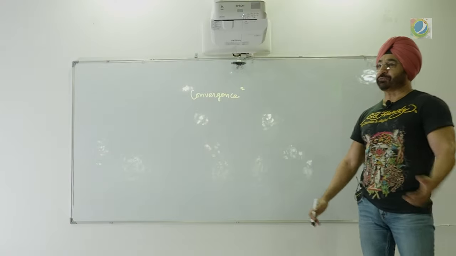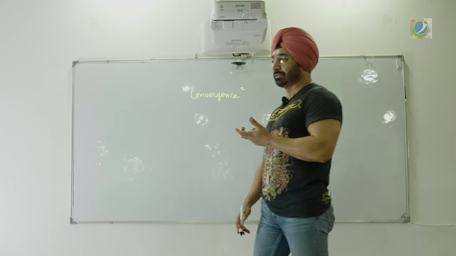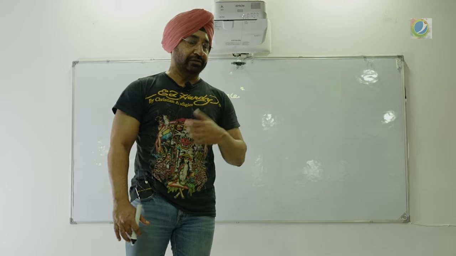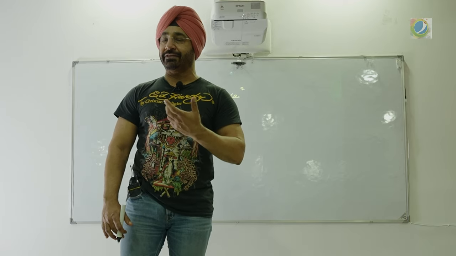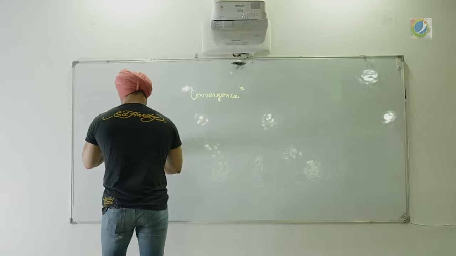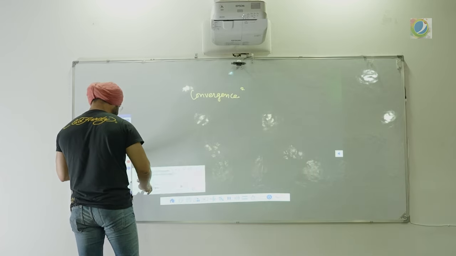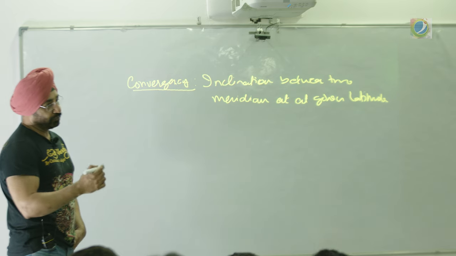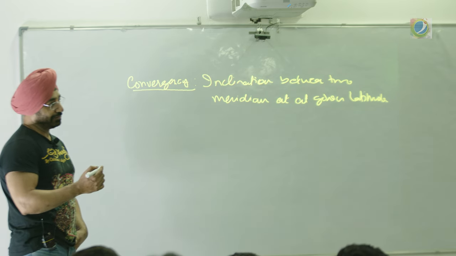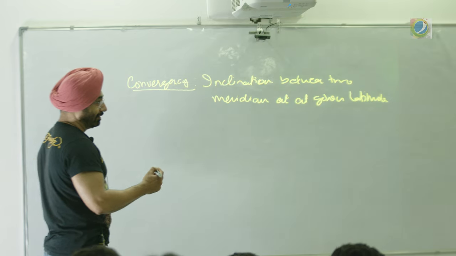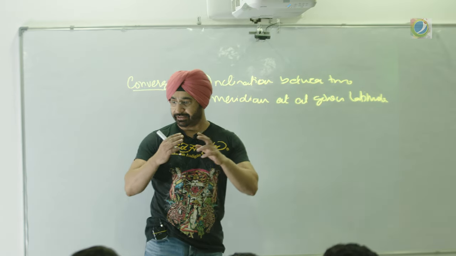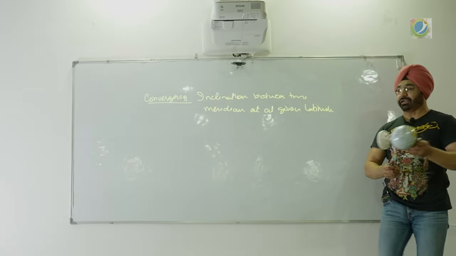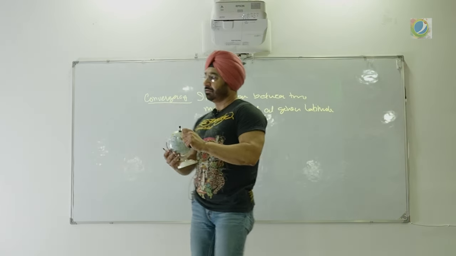So convergence on this projection is zero. Now what is this convergence? Earlier we have studied, or those who have not studied, we will see convergency. So, convergency is inclination between two meridians at a given latitude. Okay, you have meridians, they are converging. Meridians are these lines joining North Pole and South Pole.